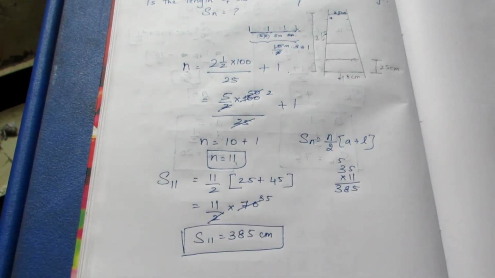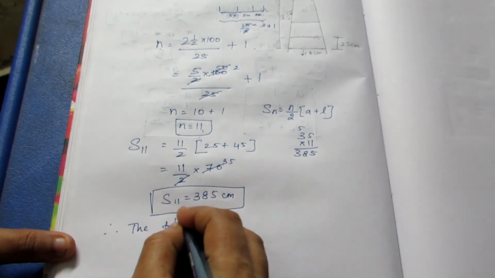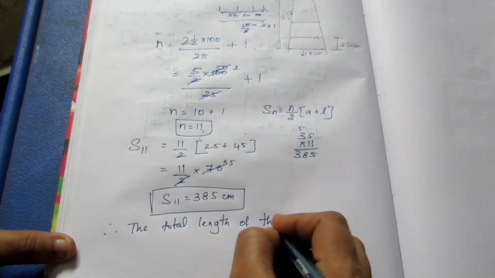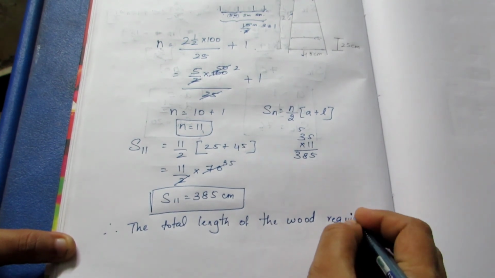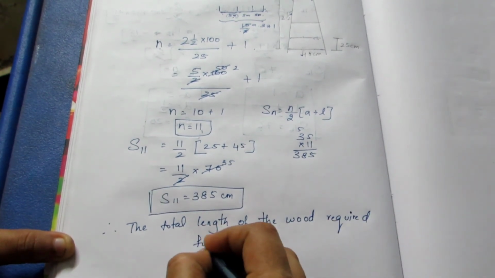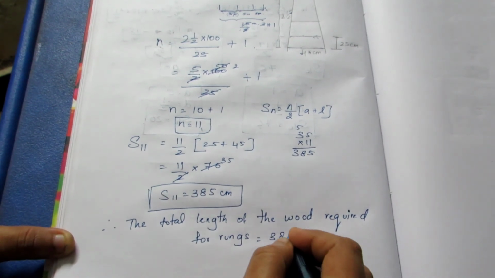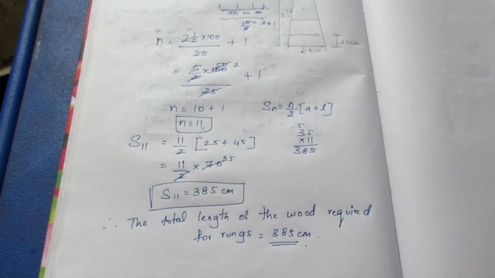So the total length of the wood required for rungs is equal to 385 centimeter. That's all with the sum.